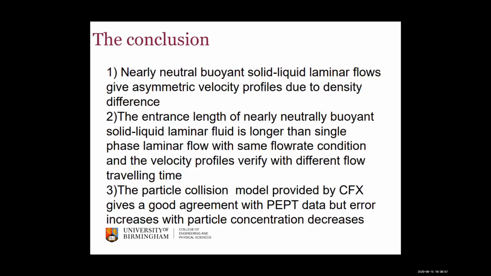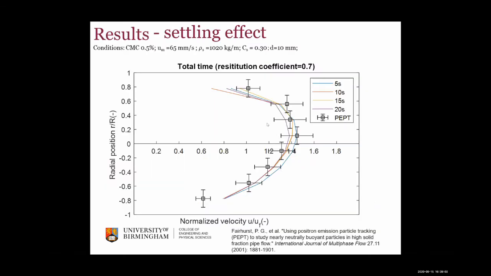And another point that I missed is here. Normally for a homogeneous system, the velocity profile is symmetric along the center line, but our velocity profile is a little bit off the center line. This is also because this non-Newtonian buoyant system is not homogeneous.